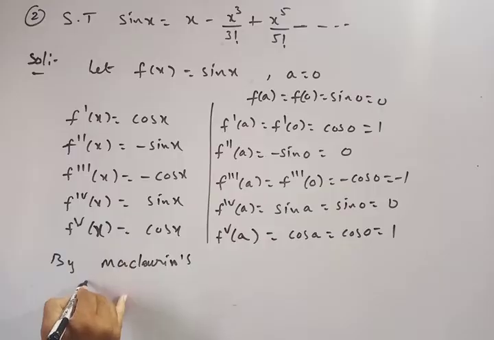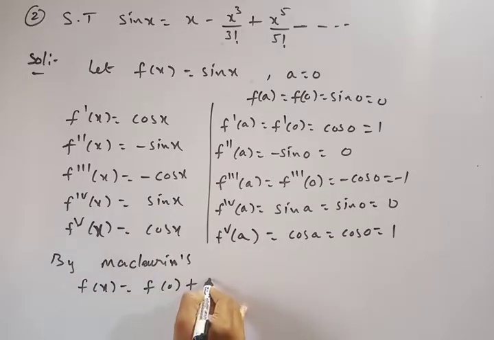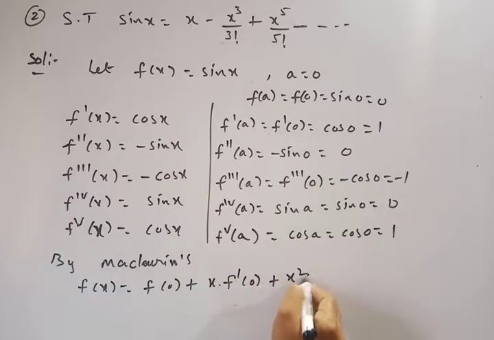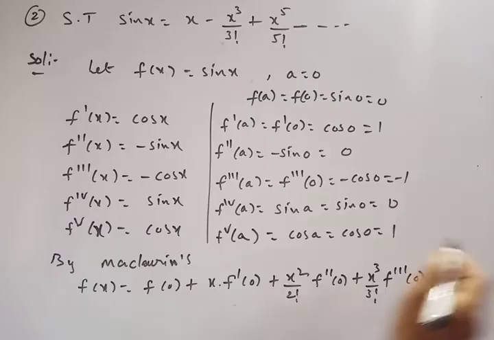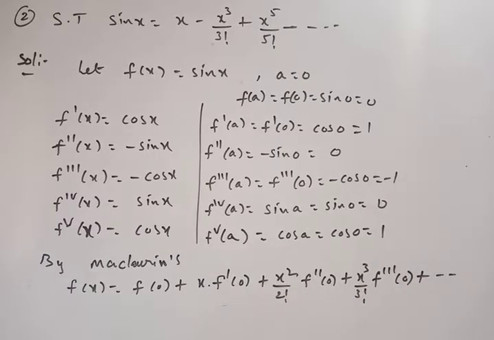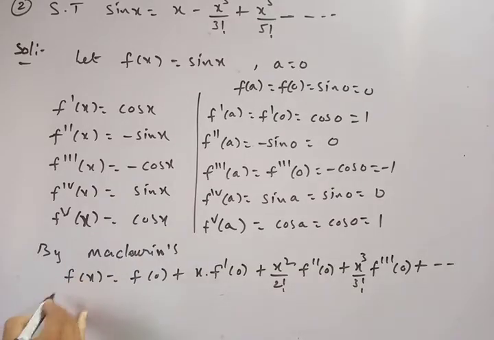What is the formula? f of x is equal to f of 0 plus x into f dash of 0, plus x square by 2 factorial, f double dash of 0, plus x cube by 3 factorial, f triple dash of 0, plus so on. Correct? So this is the Maclaurin series formula. Now substitute the values. If I substitute the values, what is f of x here?